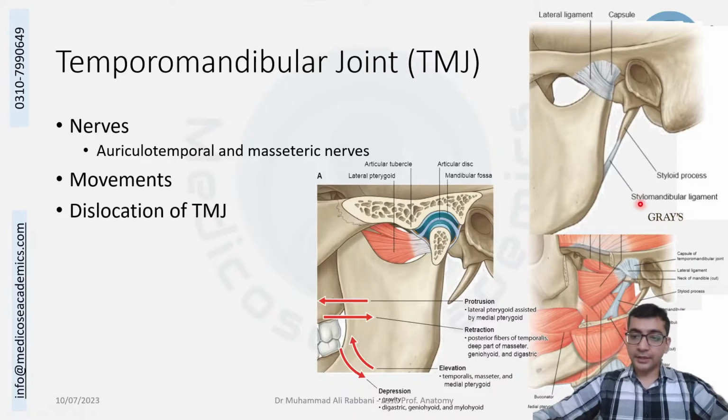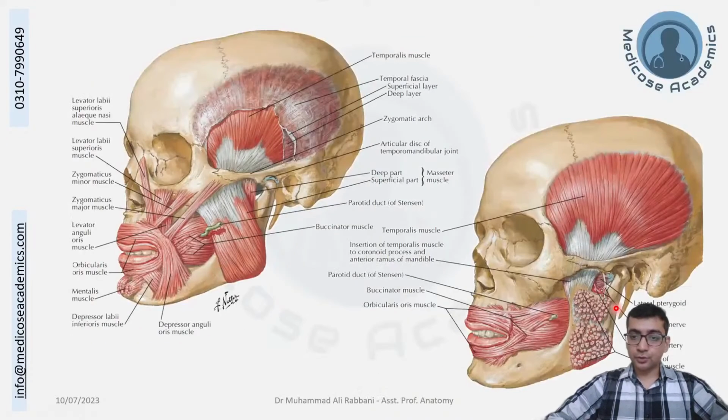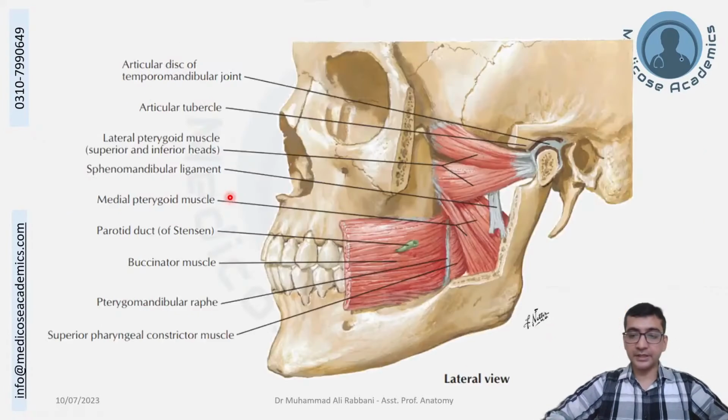Taking it back, retraction will be done by the horizontally running fibers of the temporalis muscle and deep part of masseter. You saw that masseter's fibers were running in two different directions. The superficial fibers were suitable for protraction, but deep fibers were running in this direction, helpful in retraction.